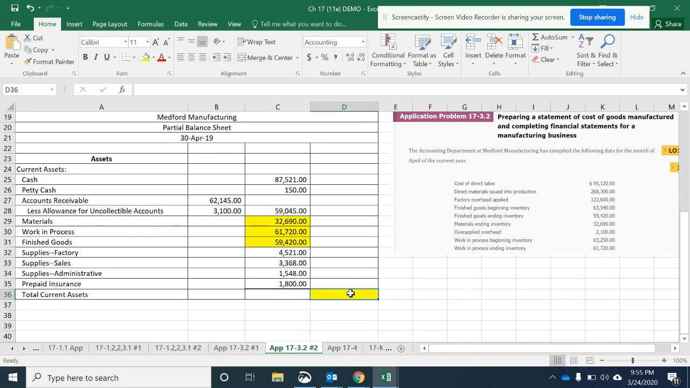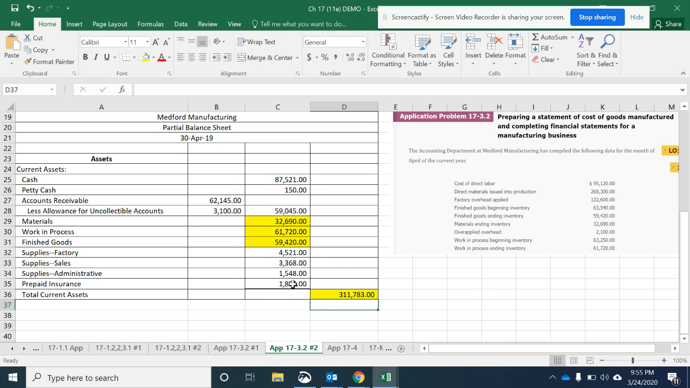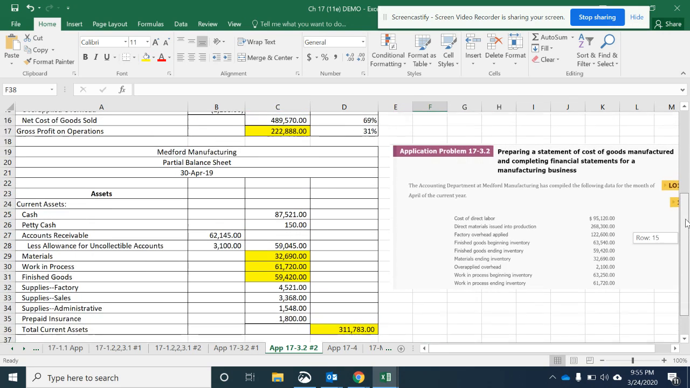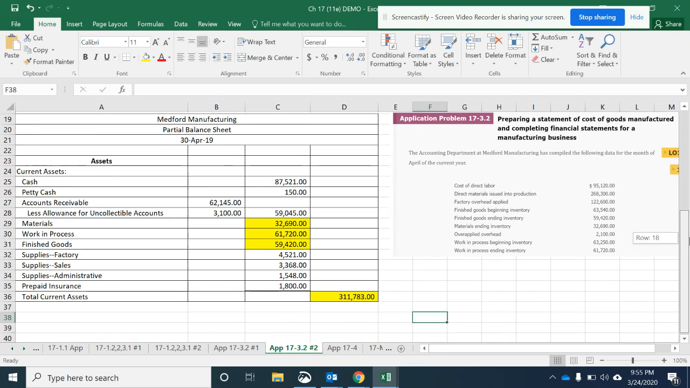Okay, let me go down a little bit. All right, so now what we're going to do is add up all these, and then we're going to get our total. So it's going to be equals sum. We're going to add these up, enter, and we get $311,783 for our partial balance sheet.